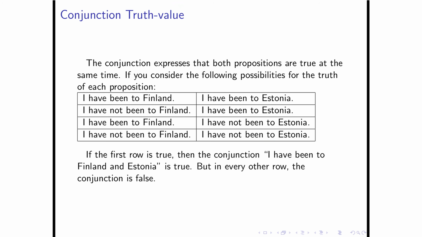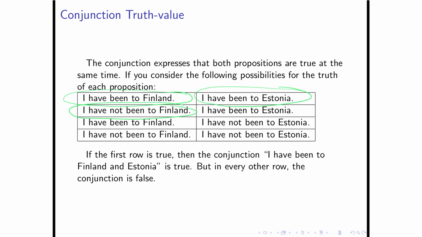Now, how do we determine the truth value of a conjunction? Well, a conjunction expresses that both propositions are true at the same time. So if we look at the truth values of the constituent sentences, then knowing those truth values will tell us the truth value of the conjunction. So imagine in this row of this table, that's the scenario where both propositions are actually true, right? That's the scenario where I have been to Finland, I have been to Estonia. In that scenario, the conjunction is true because both, right? The conjunction expresses that both are true.